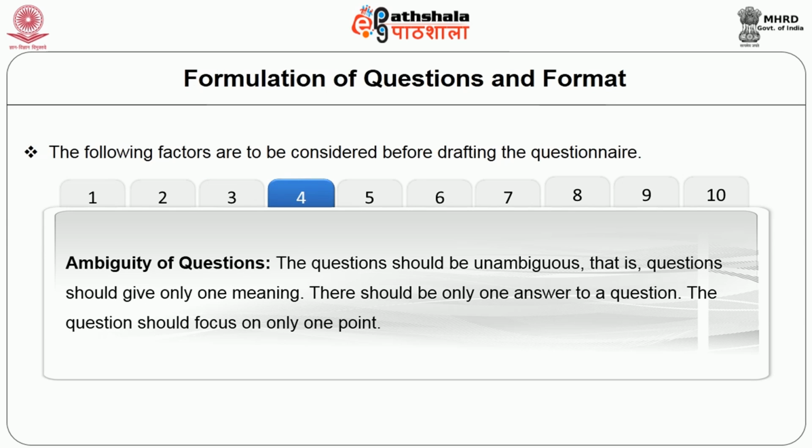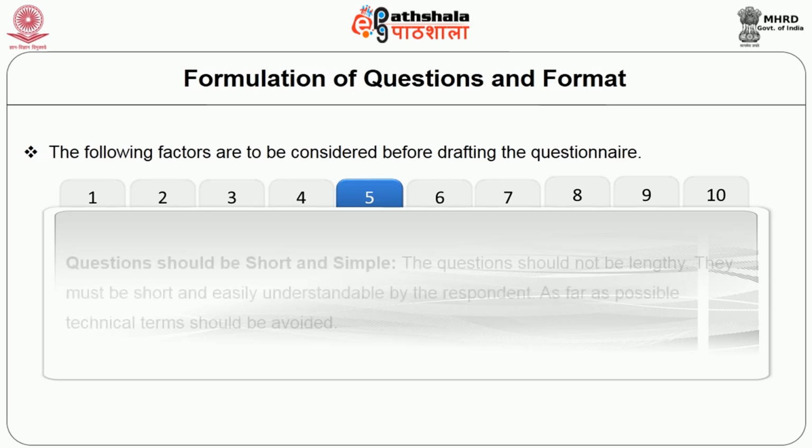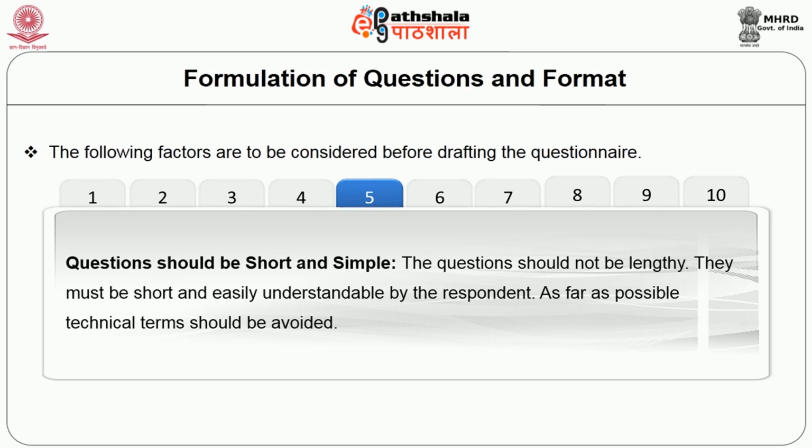Number 4. Ambiguity of questions. The questions should be unambiguous, that is, questions should give only one meaning. There should be only one answer to a question. The question should focus only on one point. Number 5. Questions should be short and simple. The questions should not be lengthy. They must be short and easily understandable by the respondent. As far as possible, technical terms should be avoided.